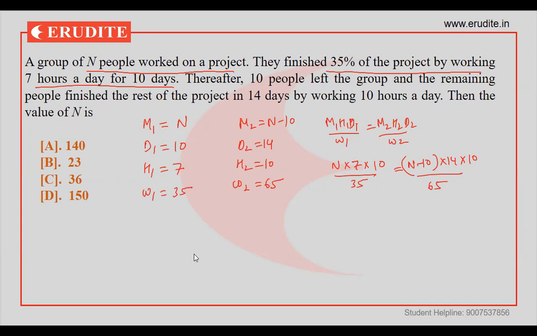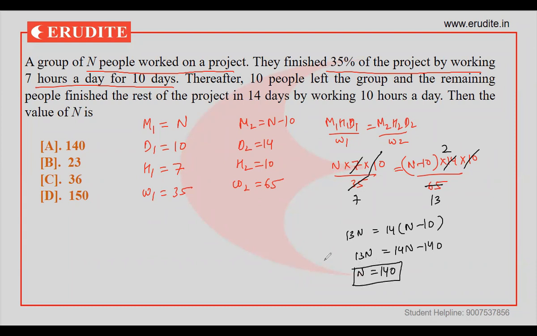Just solve it. This 10 and 10 cancel. 7 2s are 14, 5 7s are 35, 5 13s are 65. So 13n equals 14 into (n minus 10), equals 14n minus 140. So 14n minus 13n, n is equal to 140. So initially there were 140 people working. So the answer is option number A. I hope it is clear to everyone. Thank you.